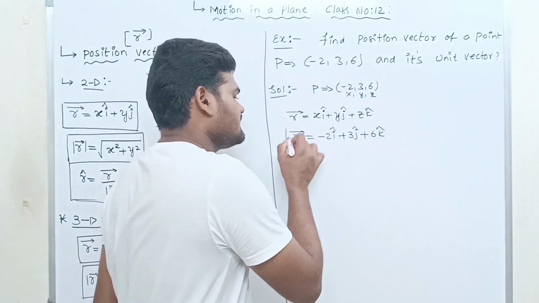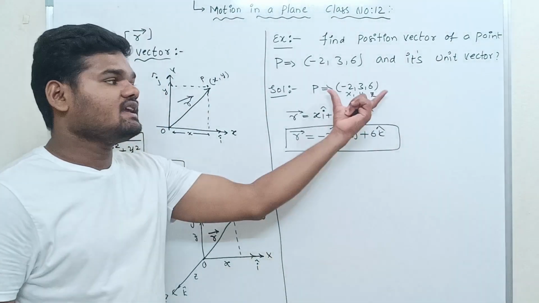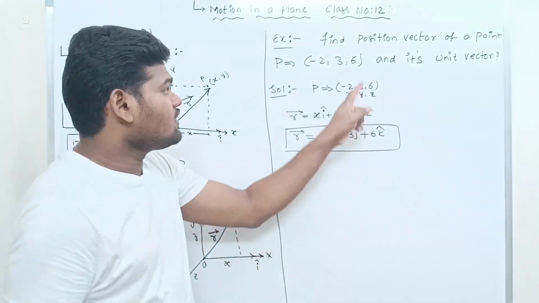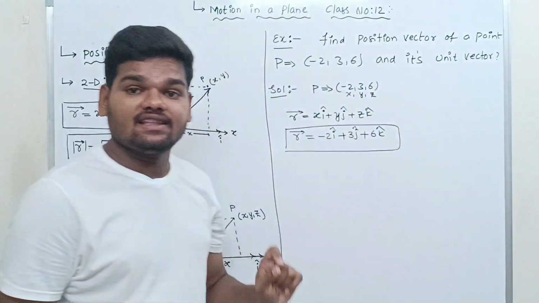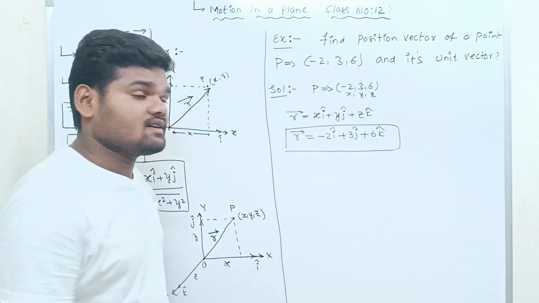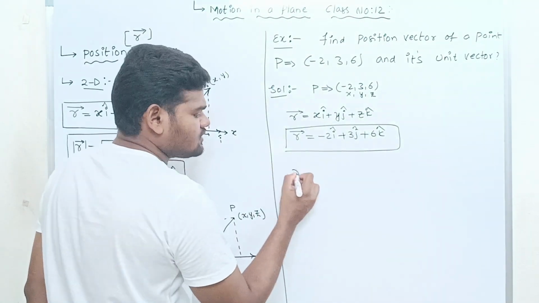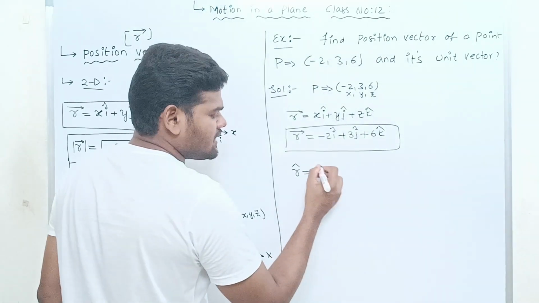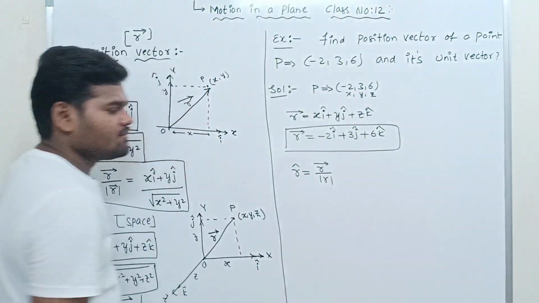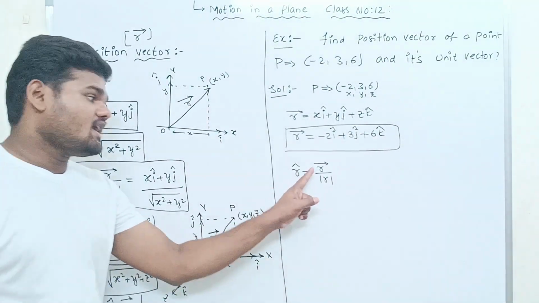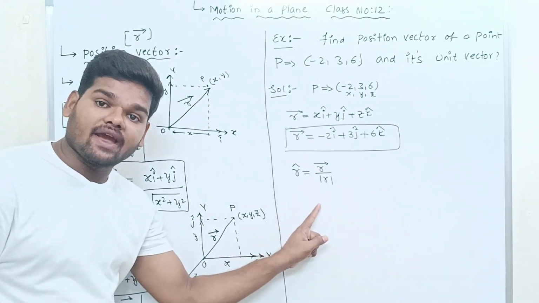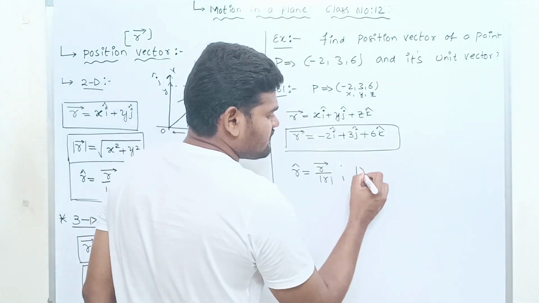What are they asking? The position vector they are asking. So this is the position vector of the given point in three dimensions. Now what are they asking? Its unit vector. They are asking to find its unit vector. So what is the formula for the unit vector? r cap is equal to r bar by the magnitude of r. We have the r bar vector and we have to find its magnitude.